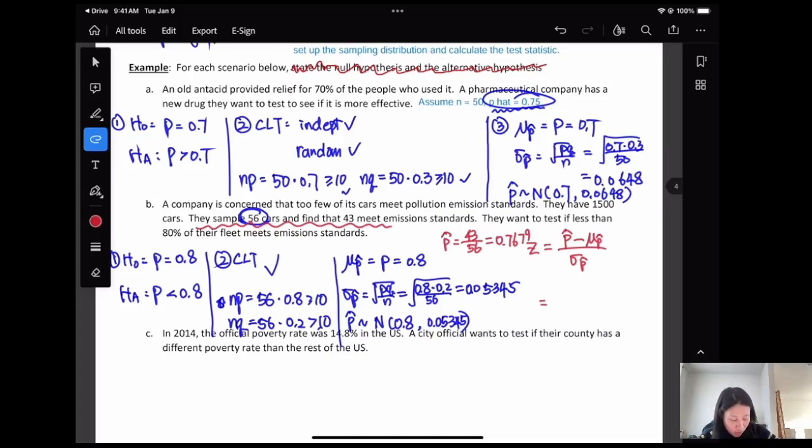So our z-score is 0.7679 minus 0.8 divided by 0.05345. That is going to be our z-score, which you expect to be a negative number because it's less than. Okay, I calculate the z-score is equal to negative 0.6006. All right, next one.